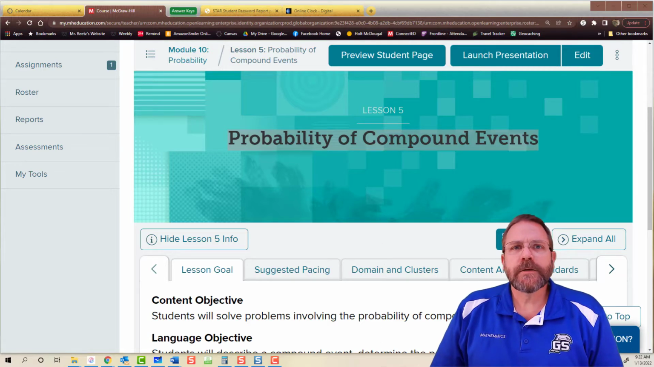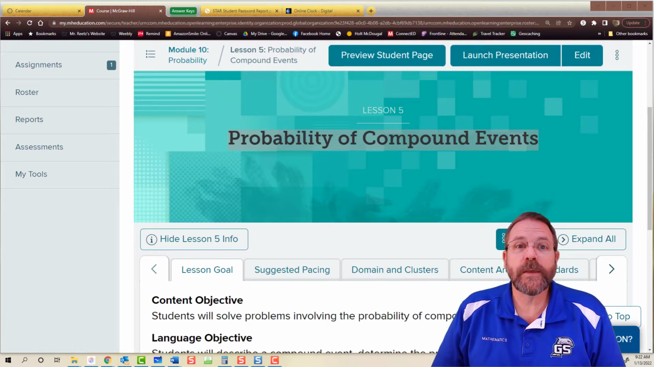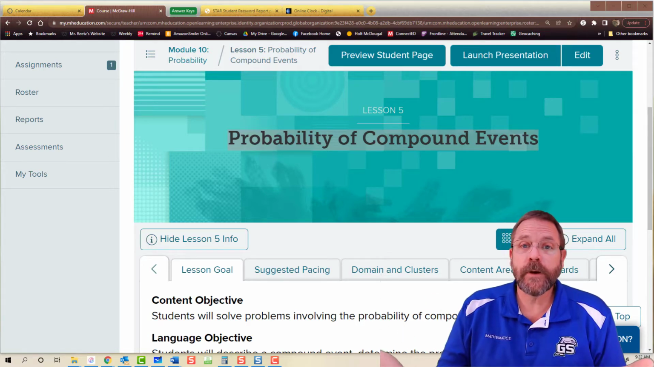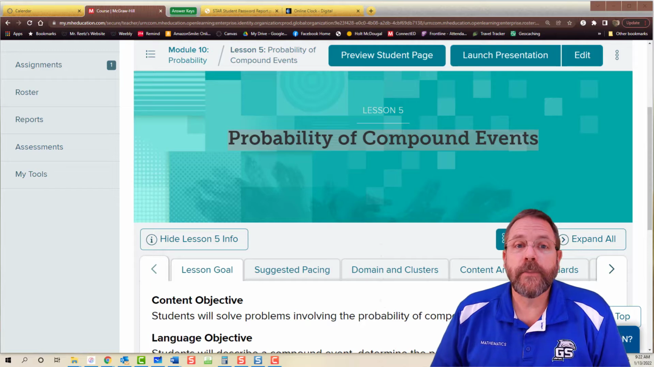Module 10, Lesson 5 covers the probability of compound events, which means what's the odds of more than one thing happening at the same time. For example, what's the odds of you winning the lottery and then getting eaten by a shark all on the same day? This is what we're talking about with compound events.